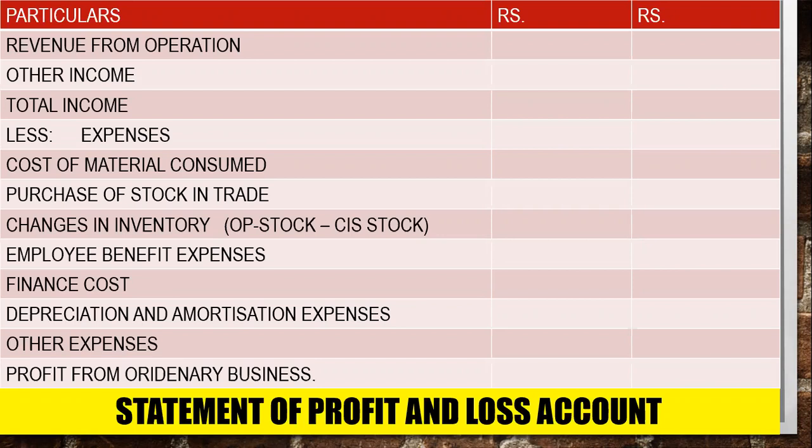Okay. Second is purchase of stock in trade. If you have purchased any stock in the current year, you can write it here. Third one is changes in inventory. That means you take your opening stock and your closing stock and deduct, so that difference will come here in the inner column. For example, say you have an opening stock of 40,000 rupees, and in the year the closing stock is 45,000 rupees. So 40,000 minus 45,000, how much will you get?